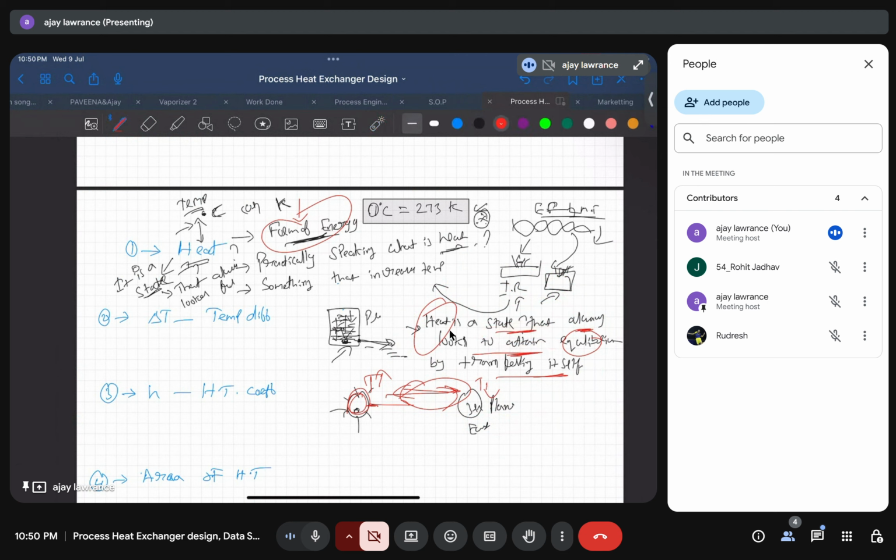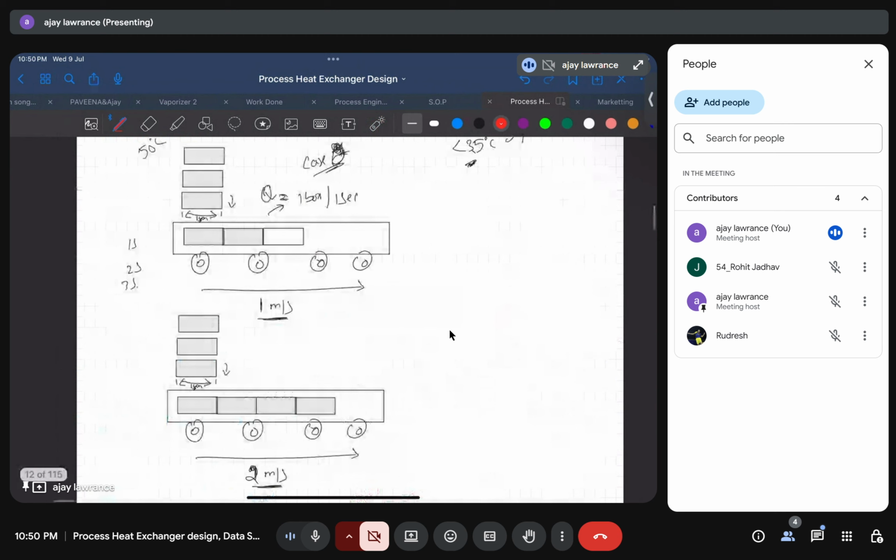Right, now the temperature difference. We have already seen the temperature difference. What is the temperature difference by this thing?